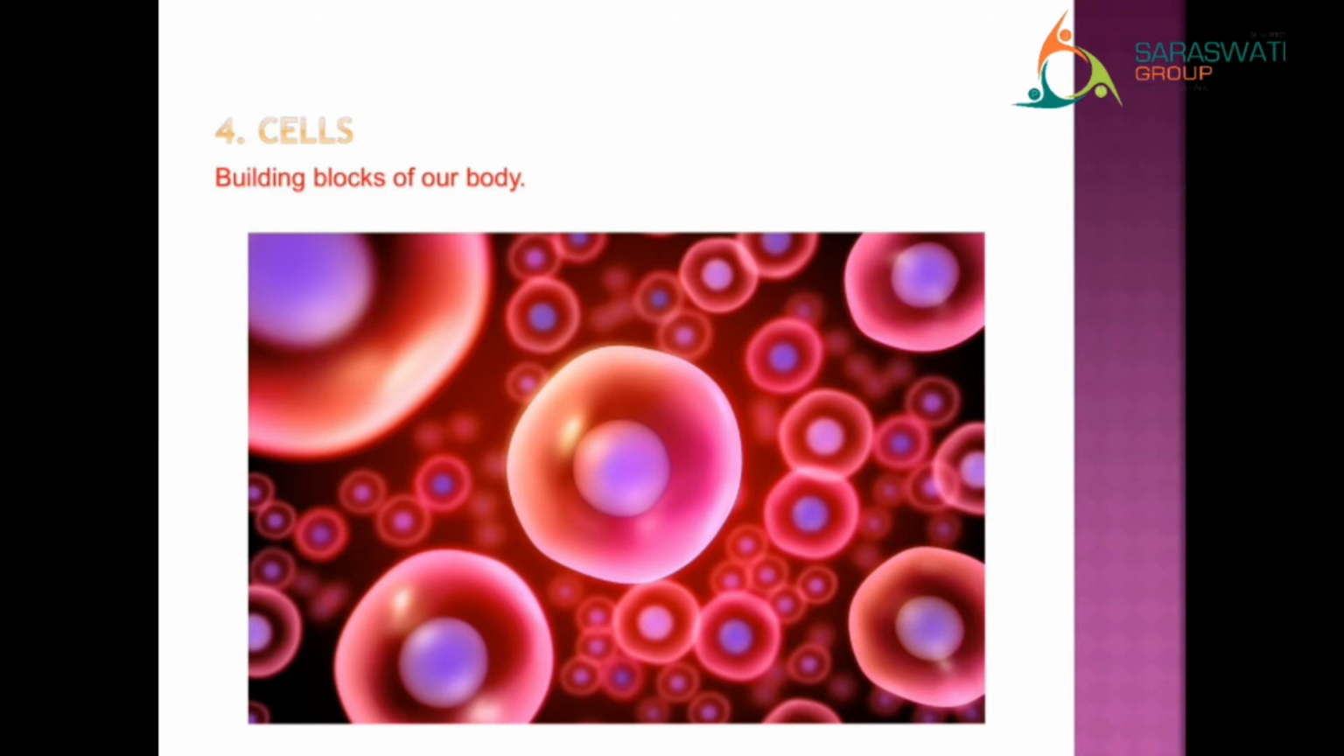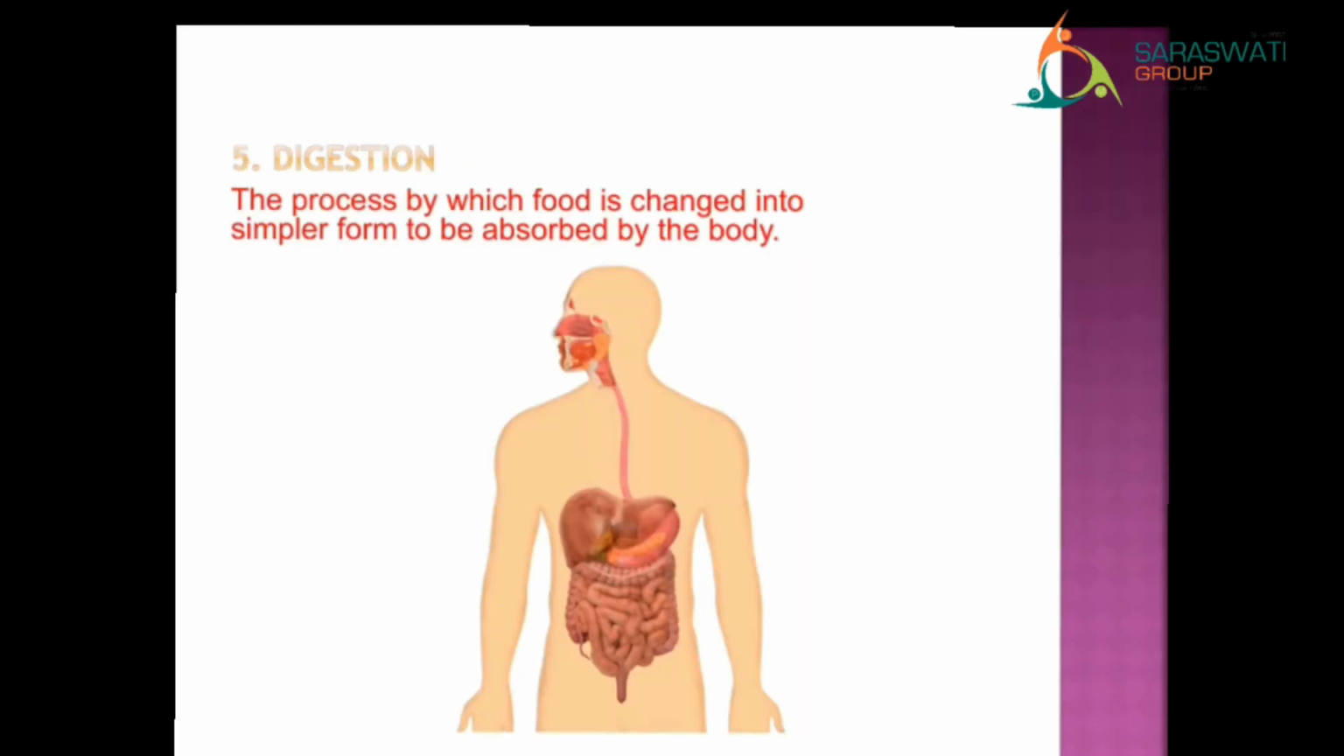Clear. It is a building block of our body. Clear. Now next, number 5, digestion. Now kids, the process by which food is changed into simpler form to be absorbed by the body is called digestion. Now kids, our body needs energy to do work, right? So this energy comes from the food.